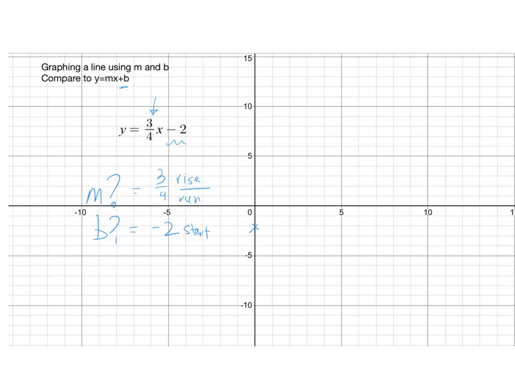1, 2, 3, and over 4 puts me right here. Put another X. To be sure, I can go up 3 again, 1, 2, 3, and over 4 again, 1, 2, 3, 4, and put another X. At this time, I can join those points, and I have now graphed the line y equals 3/4 x minus 2.